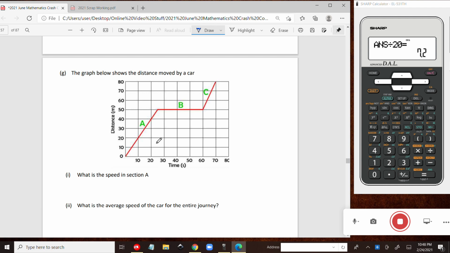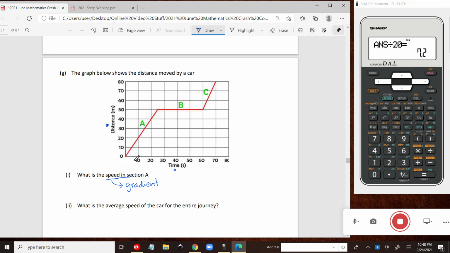All right, so the graph below, I love this one. This is a distance time graph now, not a speed time graph. So they're showing the distance moved by a car. What is the speed in section A? In a distance time graph, the gradient gives us the speed.